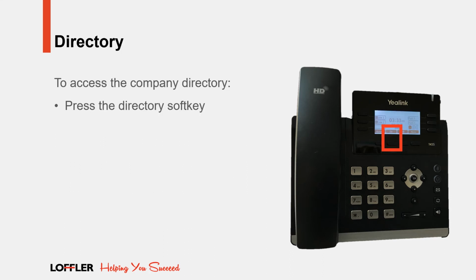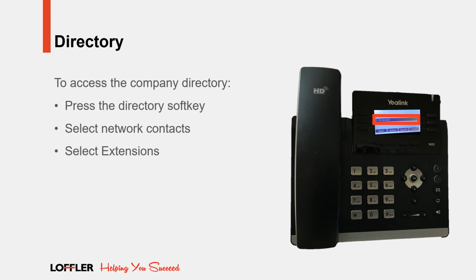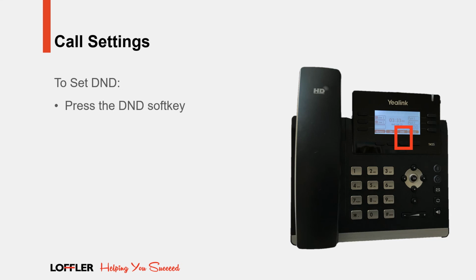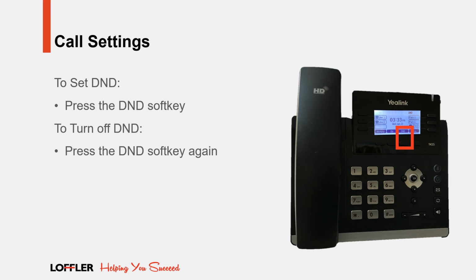To access your company directory, press the directory soft key. Select Network Contacts. Select Extensions, and using the navigation keys, scroll through and select the person you wish to call and click Send. To set your phone to go straight to voicemail, press the DND soft key. To turn off Do Not Disturb, press the DND soft key again.